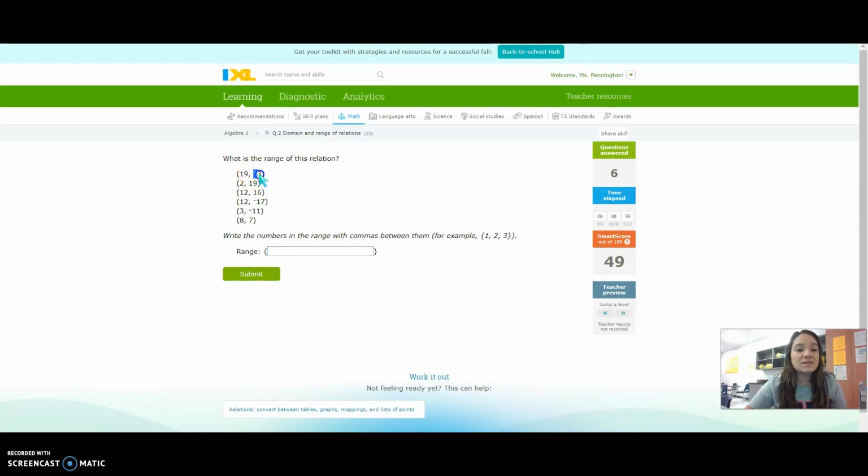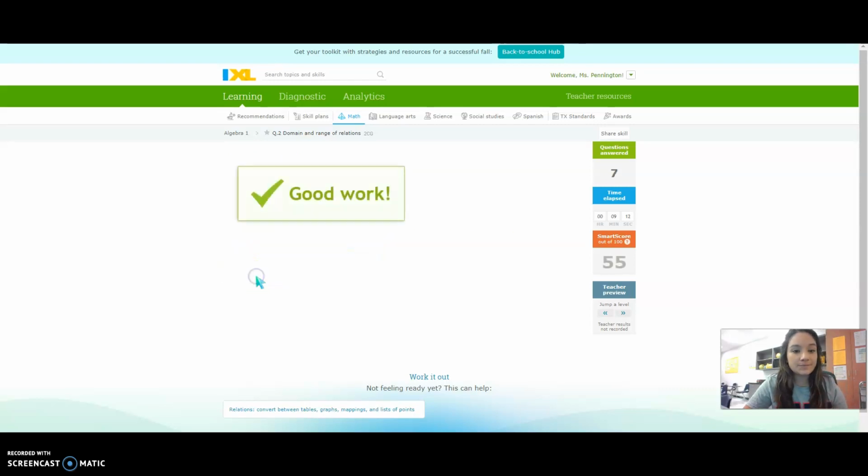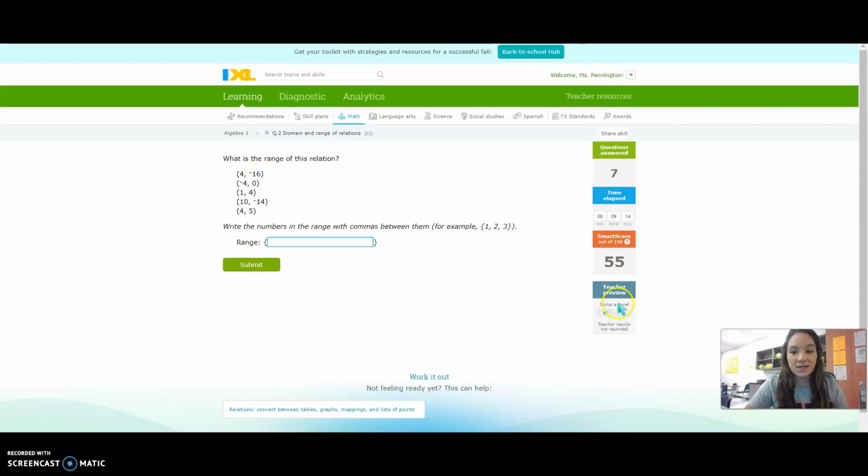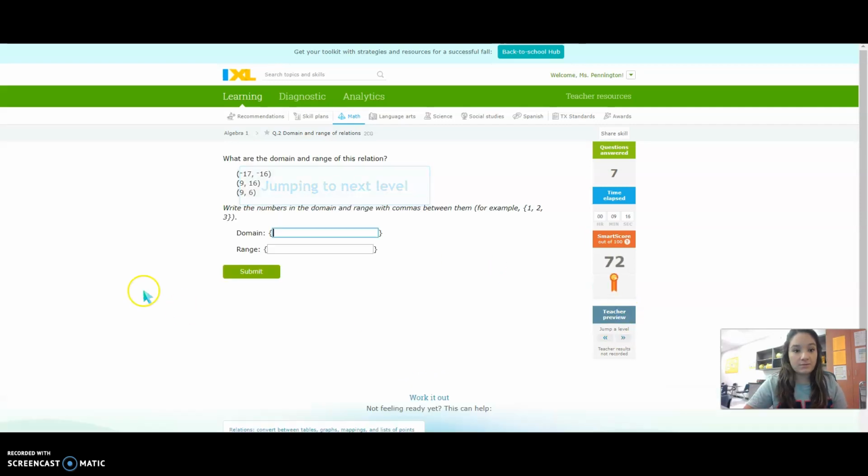What's the range of this selection? The range is just the second point. I'm waiting for it to kind of ask me a different question. We've been doing the same thing for a while now. 17, -11, and 7. So all I did was copy these numbers here. Remember, if they repeat, you only list it one time. Range again. Let me see if I can jump a level.